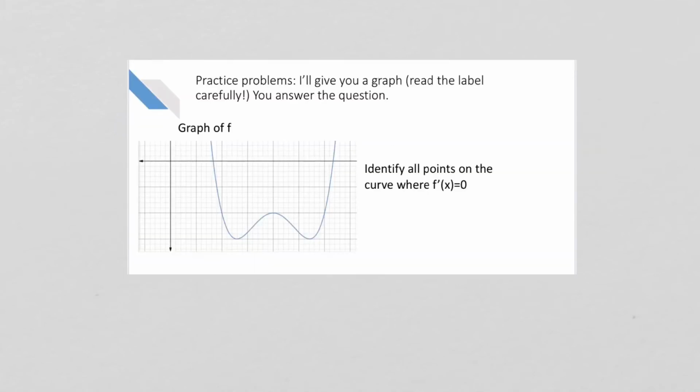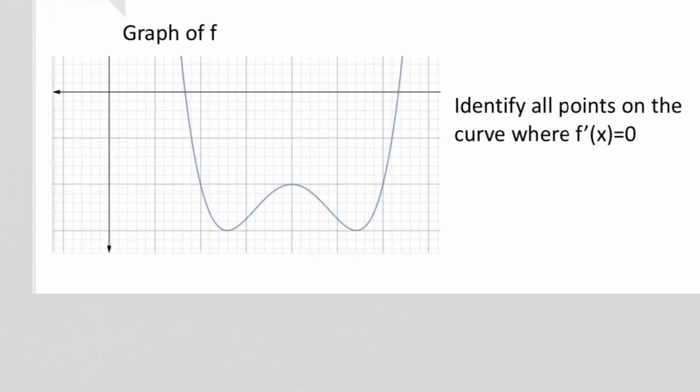So here's a graph of f. Identify all points on the curve where f prime of x is equal to 0. Okay, so I'm going to look for every place where I have a flat slope.